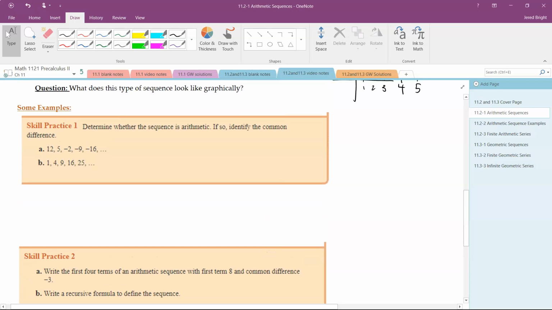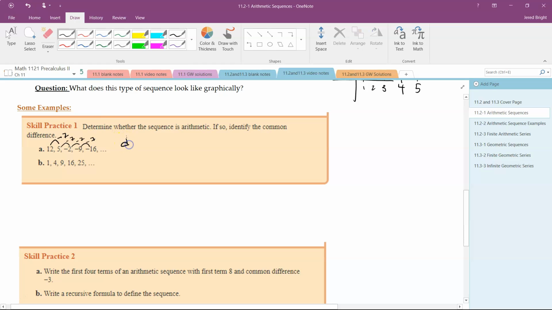All we need to do, at least in skill practice 1, is determine if we have an arithmetic sequence. And so what we need to do is find the common difference. I look between consecutive terms. Between consecutive terms here, I'm subtracting 7, subtracting 7, subtracting 7, subtracting 7. So is that change between successive terms always constant?